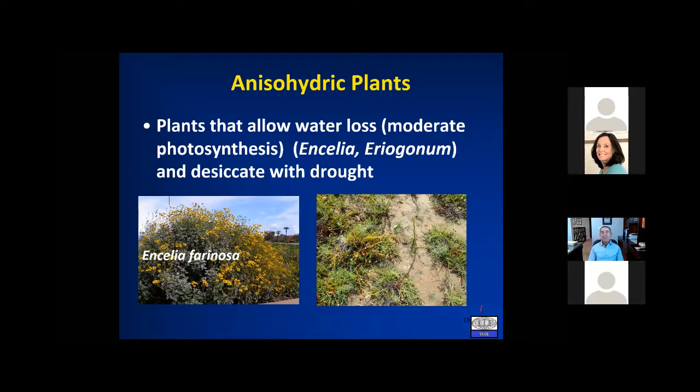Now, that may sound like a negative thing, but a lot of plants that are native to areas where drought is a long-term seasonal thing, they're able to maximize the amount of photosynthetic capacity in their plant systems when they can. So they can develop extensive root systems.